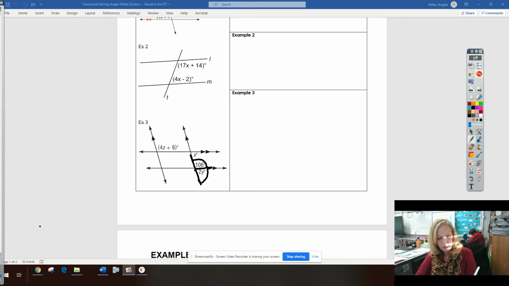because that looks like a pretty good piece of information there. And I only have one variable. So I can easily say that 2y plus 106 is 180. And you guys can solve that. You subtract 106 from each side, which gives you 74. And then divide by 2, and it gives you 37.